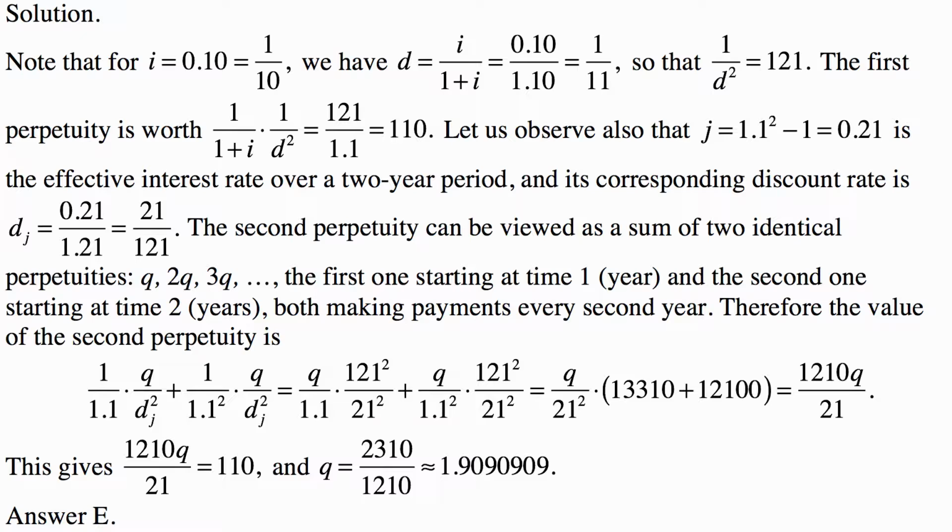And that gives us that 1,210 Q over 21 is equal to 110, so that Q is equal to 21 times 110, so 2,310 divided by 1,210, and that's approximately 1.909090, and so on. That's answer E.